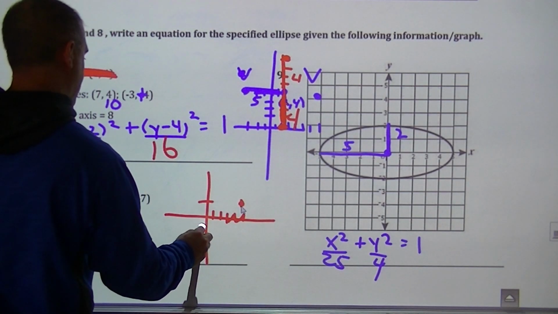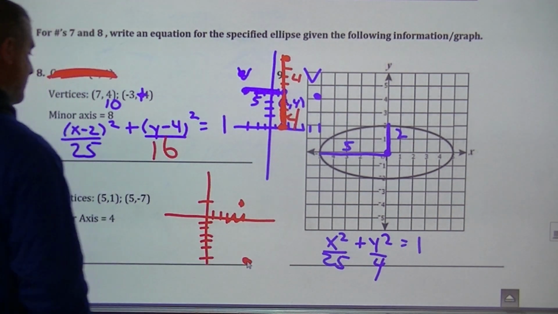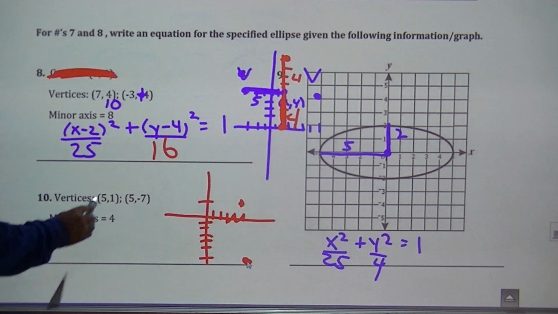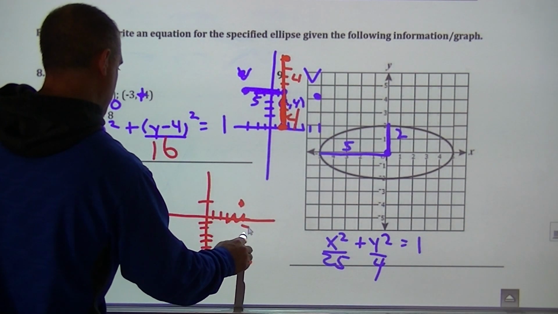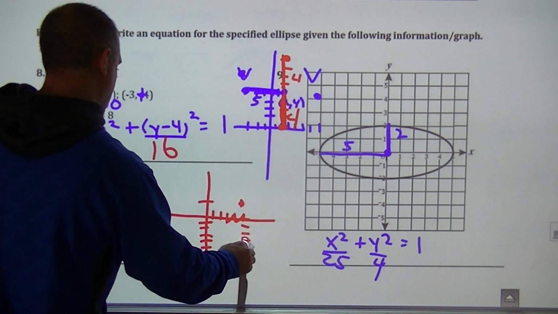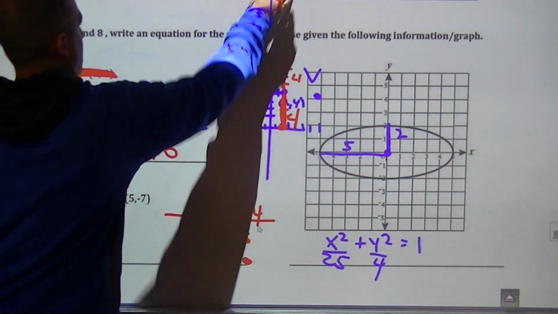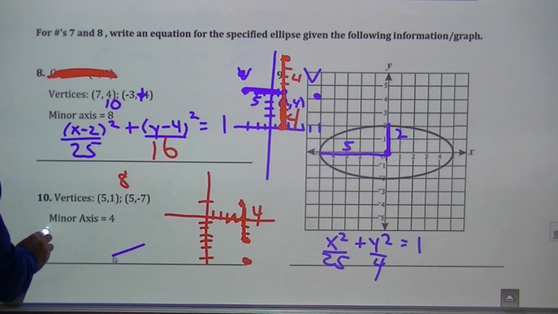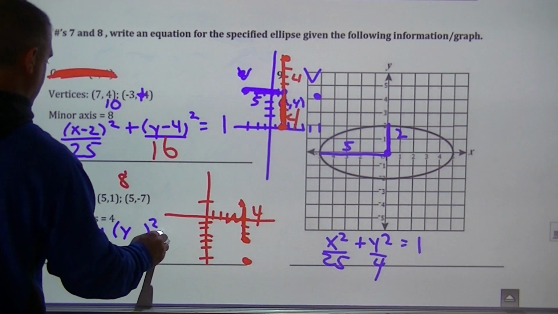And then 5, negative 7. Okay, so you look at this. Those are 8 spaces. So that means I would go 1, 2, 3, 4. Okay, so that 4 amount here helps me in 2 regards. I'd have x squared plus y squared equals 1.